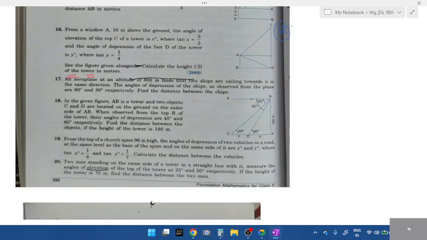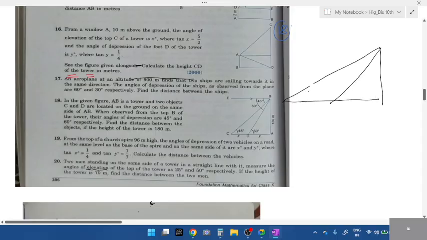The height of the tower is 70 meters. Find the distance between two men. Instead of a ship, you have to find the distance between two men. One angle is 25 and the other angle is 50 degrees, students. So your diagram will be somewhat like this. Here it is 25, here it is 50. We need to find the distance between these two people. Split into two diagrams, two triangles, and complete it.